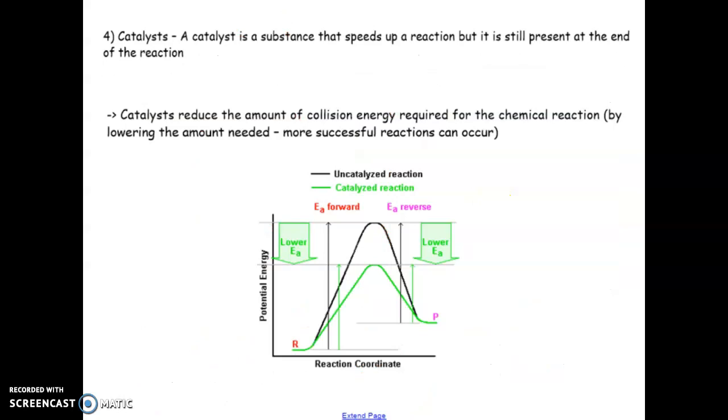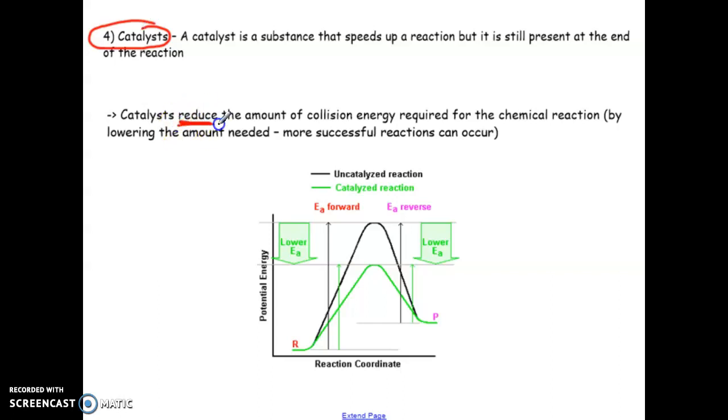And lastly, we have a term, this may or may not be new for you, called a catalyst. A catalyst is essentially something that is added to a reaction that is not actually a reactant or a product, but it allows the reaction to go faster. It's kind of like a reaction helper. So how does it help this reaction go faster?